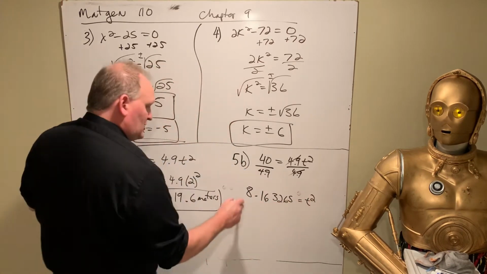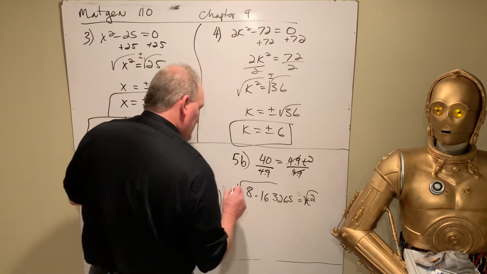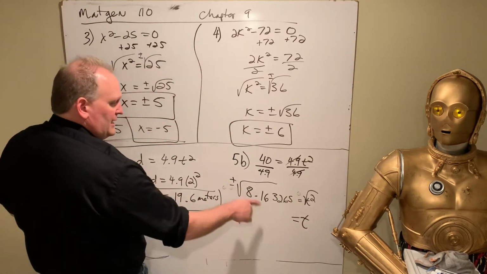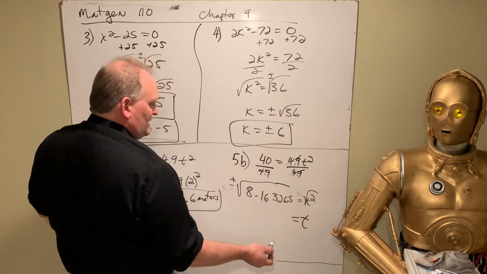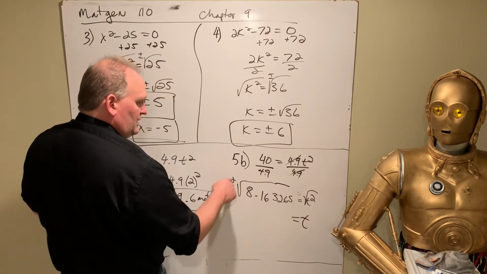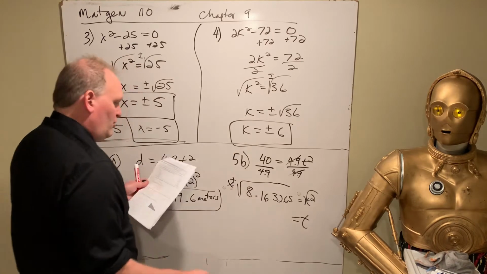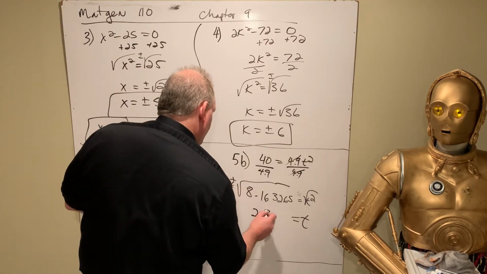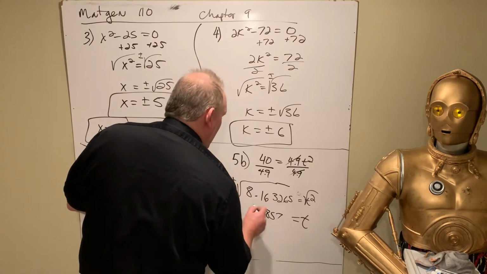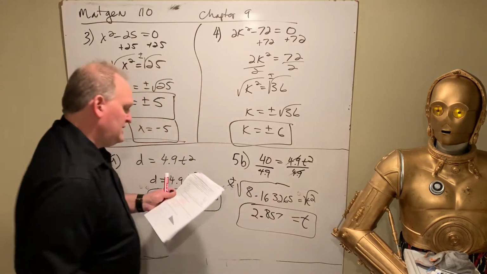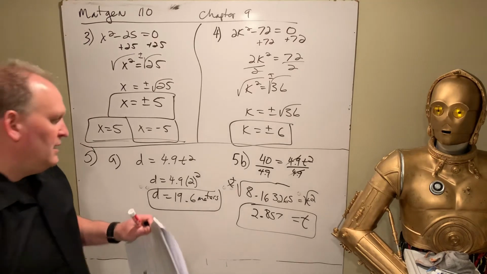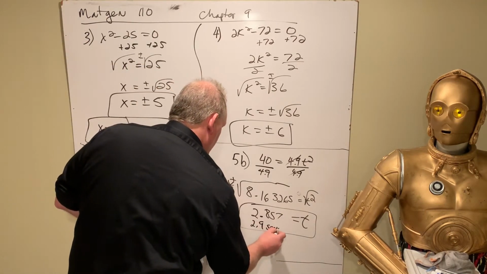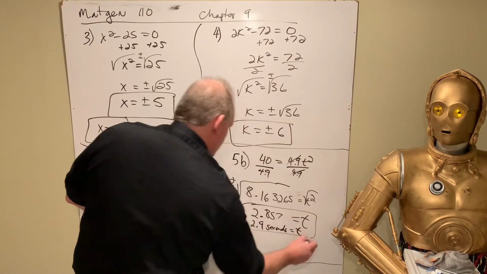And now we got the t squared, so we're going to do the plus or minus square root. That's just t now. But here, the minus doesn't make sense because it's time. So that's out. And so it's just the square root of 8.16, which is 2.857. So about 3 seconds. Oh, they said tenths, so 2.9 seconds. All right.